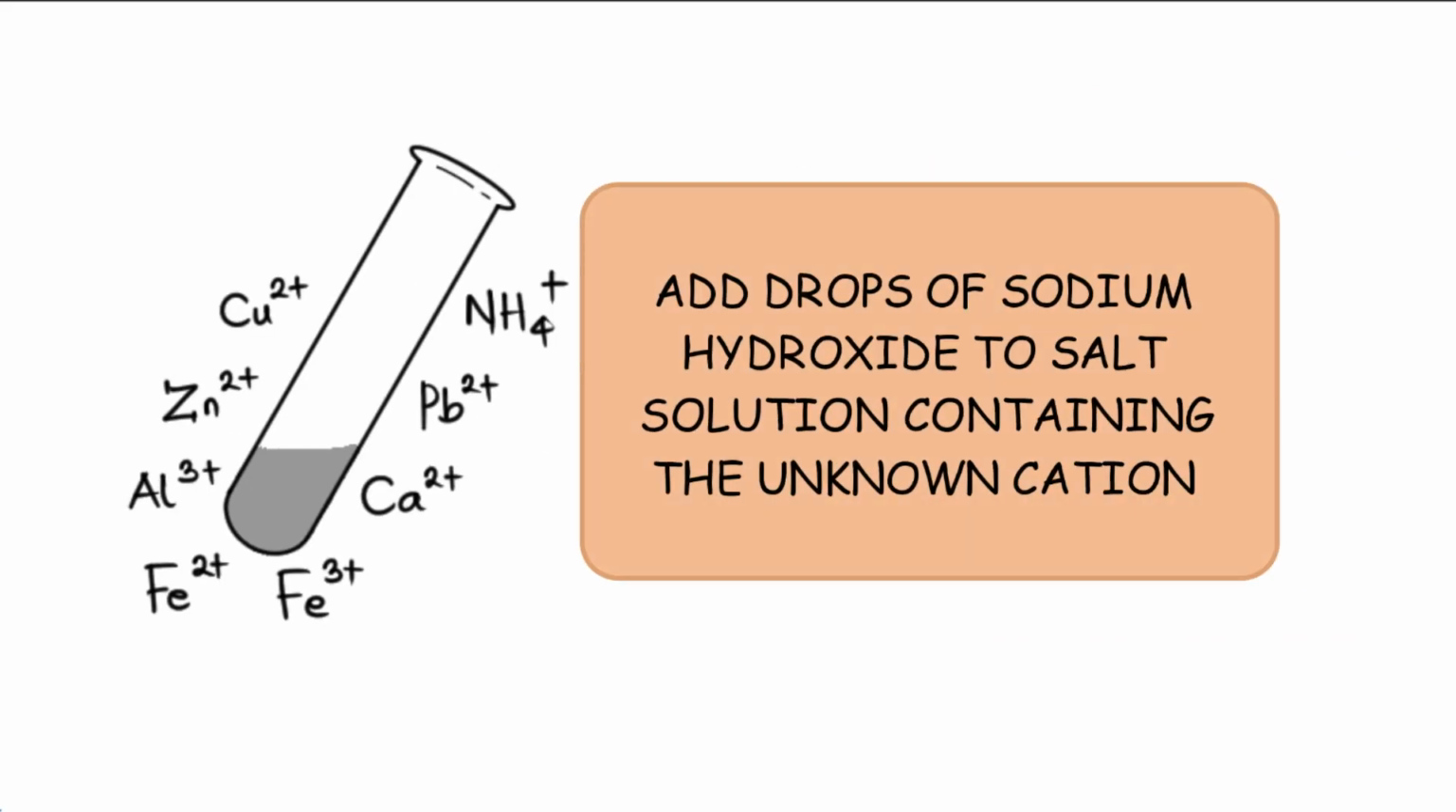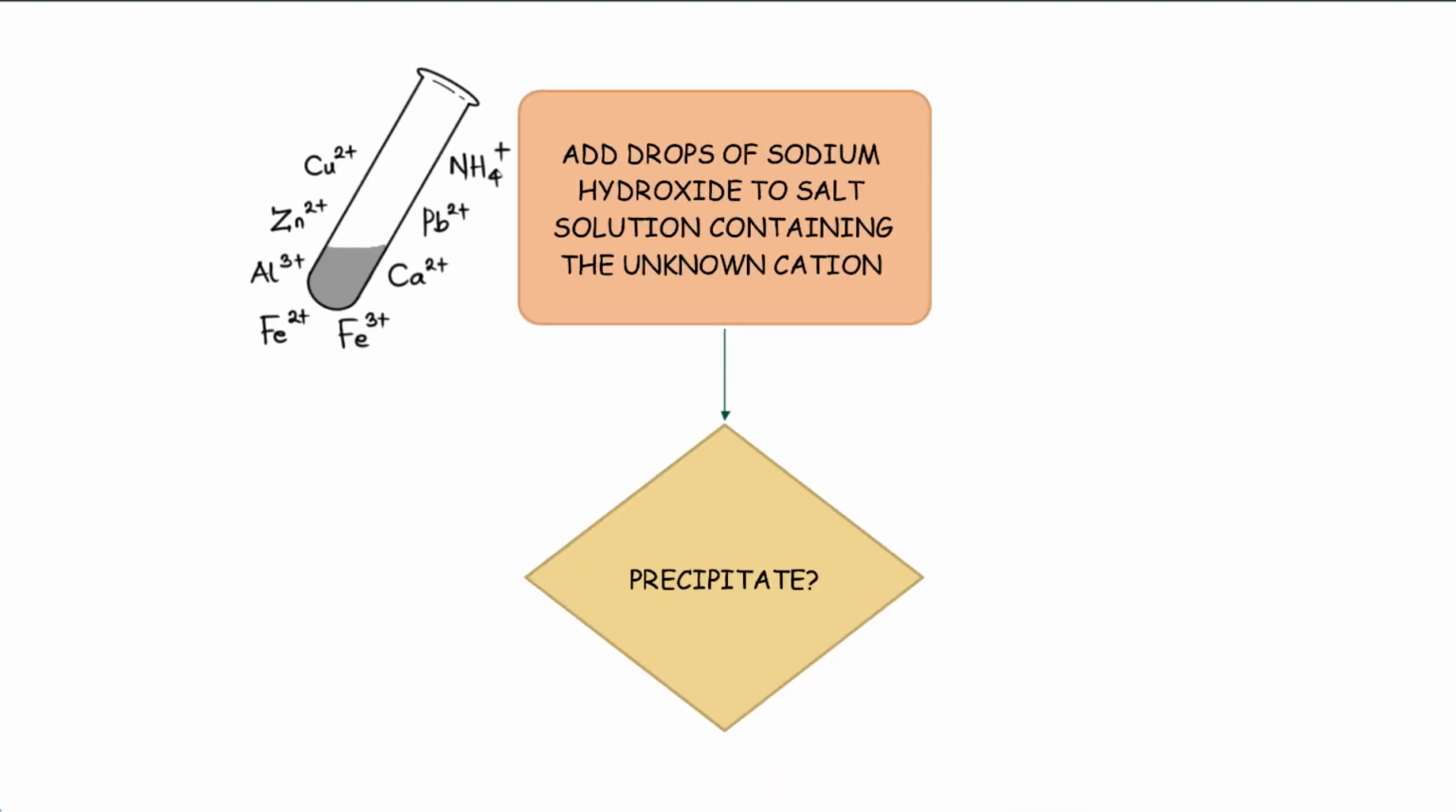The first step that we need to do is to add drops of sodium hydroxide to the salt solution containing the unknown cations. As we add that, we need to observe what we are actually seeing, what we are noticing in the reaction of the sodium hydroxide with the salt solution. Now the first question we need to ask is: is there a precipitate?